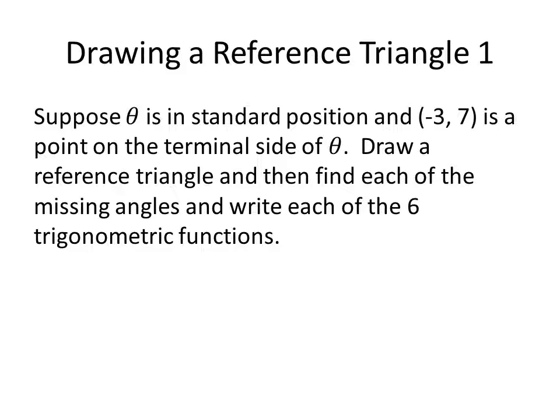Suppose theta is in standard position and negative 3, 7 is a point on the terminal side of theta. Draw a reference triangle and then find each of the missing angles and write each of the 6 trigonometric functions. Well, how do we do this?